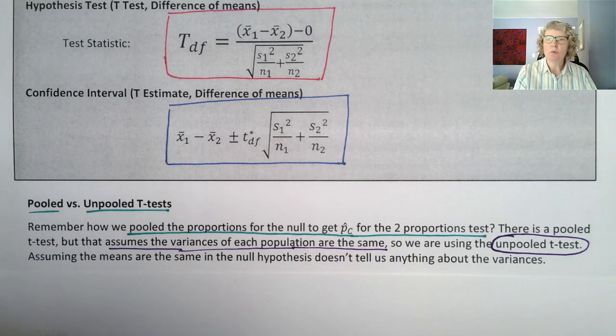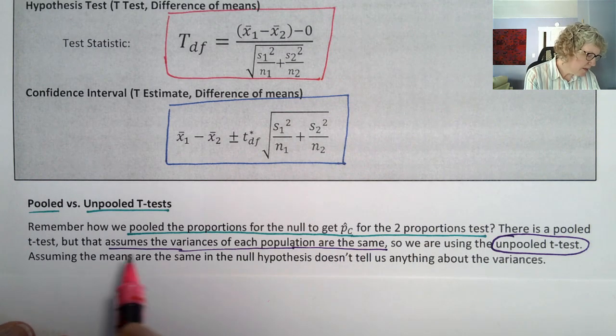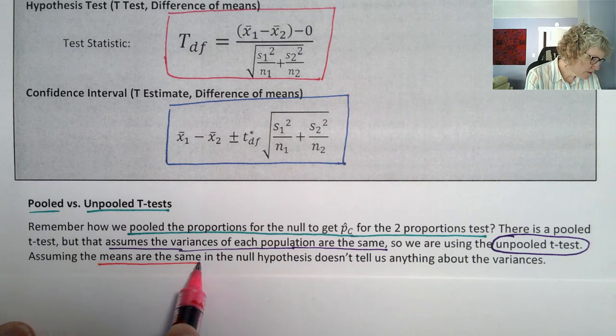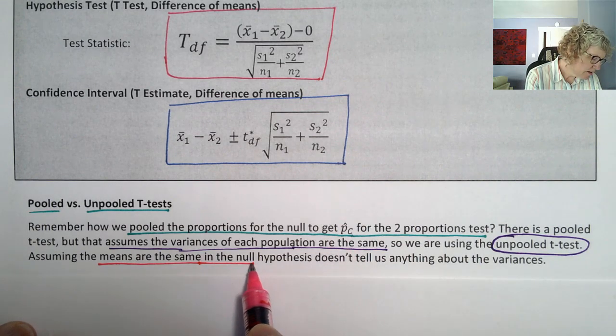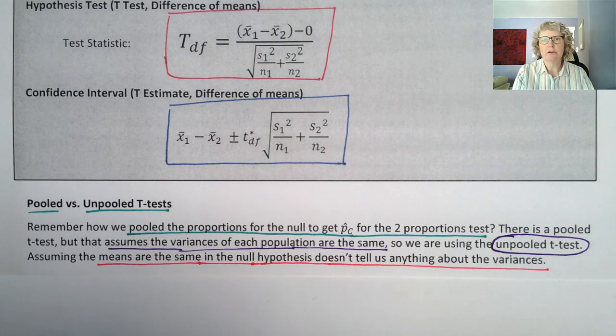So just so you're aware that there is a pooled t-test, and you might run into that if you do more statistics, but it's a little bit tricky. So I don't want to assume that the variances are the same. And we can't assume that under the null, right? So the null is that the means are the same. There's no difference, right? But that doesn't tell us anything. So assuming the means are the same in the null hypothesis doesn't tell us anything about the variances or the standard errors. Okay, so that's why we're doing the unpooled t-test.